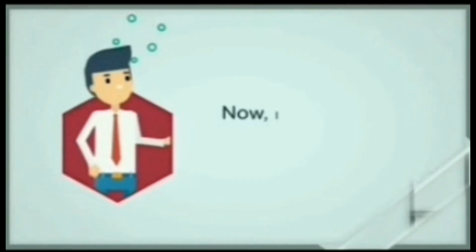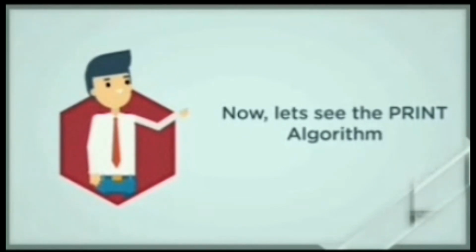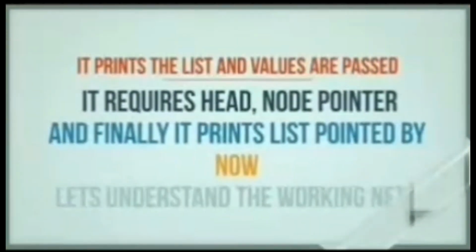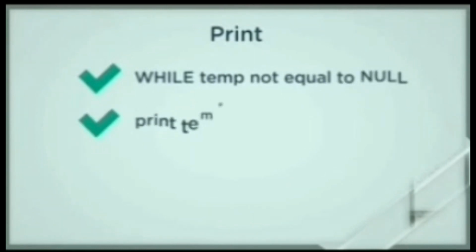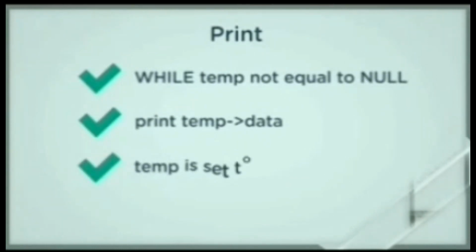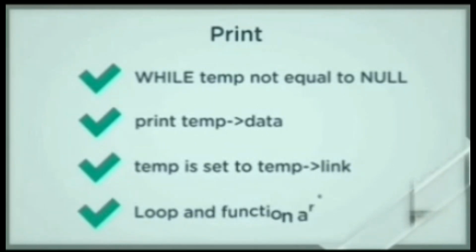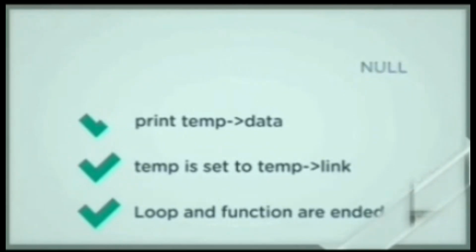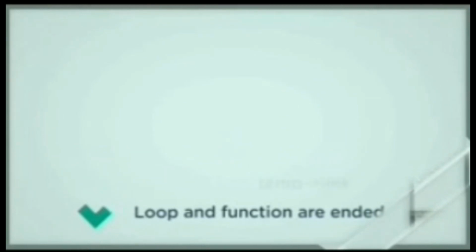Now we have created a linked list. Let's move to the print algorithm. As the print function is a parameterized function, we need to pass the head pointer as a parameter to it. So let's see the logic. We need to initialize temp equals to head and traverse the whole linked list by setting temp equals to temp link through the whole condition. In every iteration we need to print the data of the node. So this brings an end to the print function.